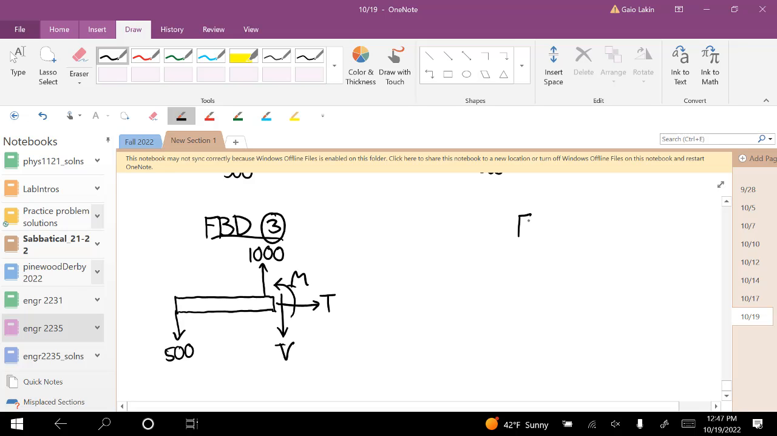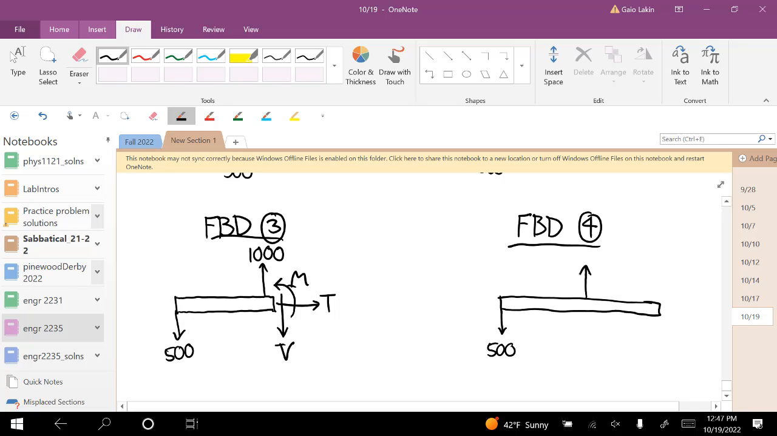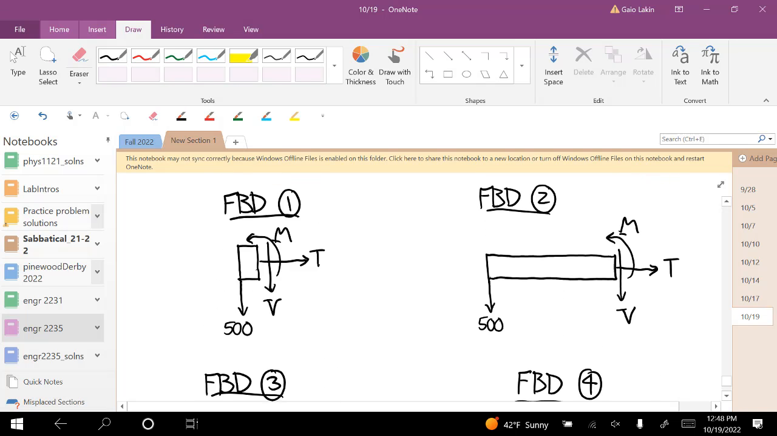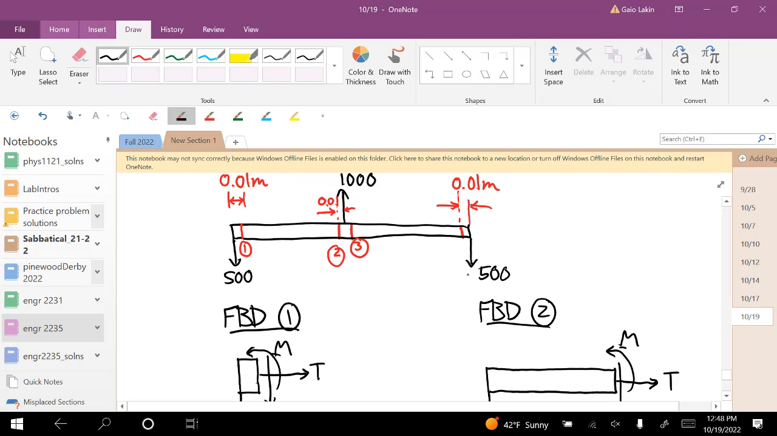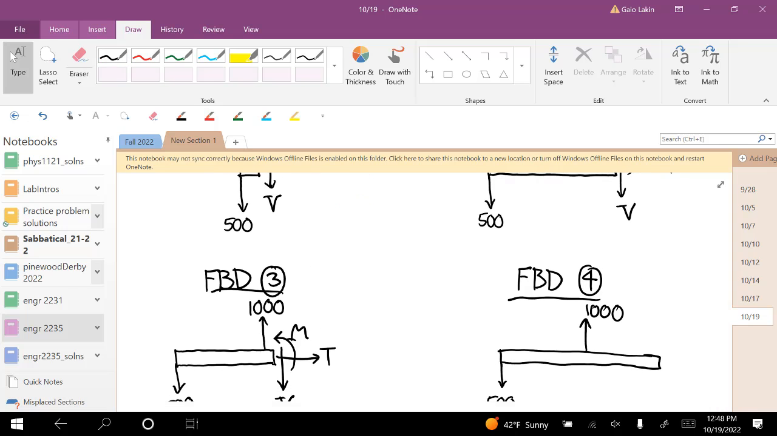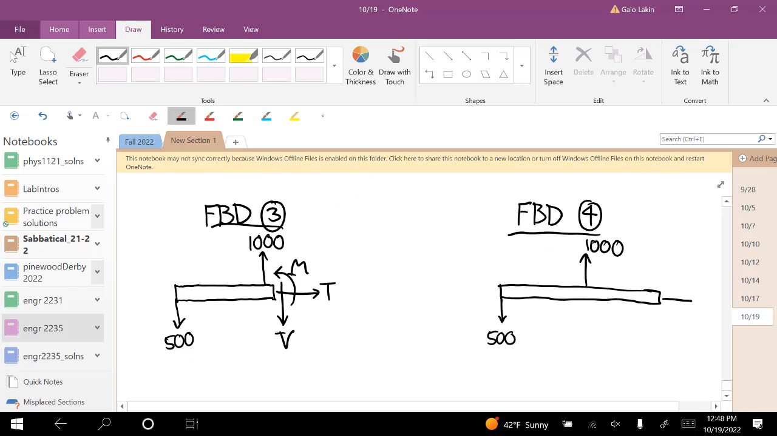And then the last one, where the right end is going to go all the way to that number 4. We have the 500. Do we have the 1,000? Yeah. Now it's about halfway along this piece that we're isolating. Do we have the other 500? Nope, we're not quite there. And so now the only things we have are the internal loads.